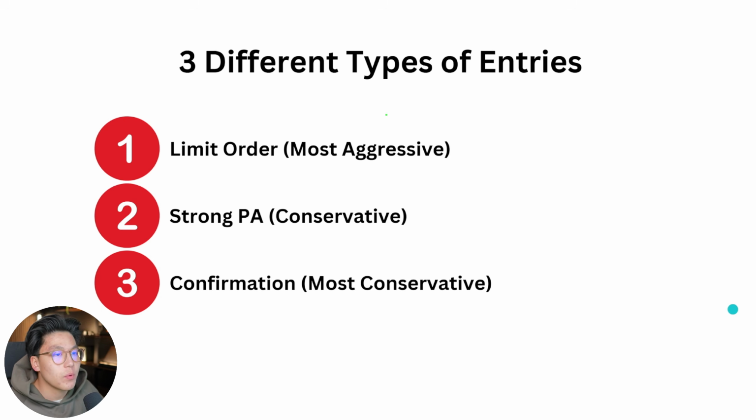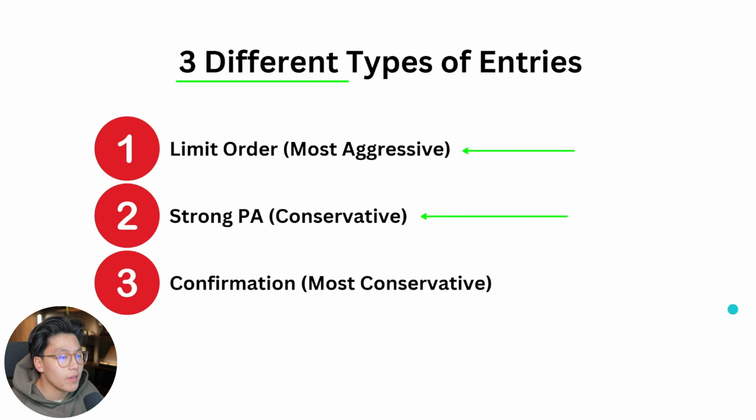So as you can see right here, what we have is three different types of entries. We have number one, a limit order, right? This is the most aggressive entry model. This is an entry model when you want to be a little bit more aggressive on the overall market, when you have a super good higher time frame thesis.